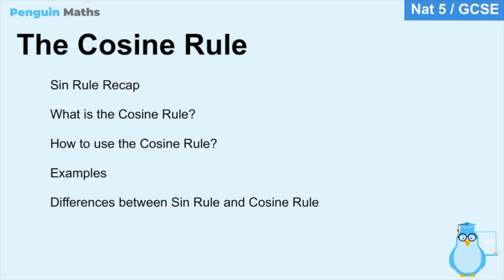We will then go over a few examples just so that we can practice our problem solving skills related to the cosine rule, and finally we are going to end by looking at the differences between both the sine rule and the cosine rule and how we can use both of them to solve problems related to triangles. So let's get started.